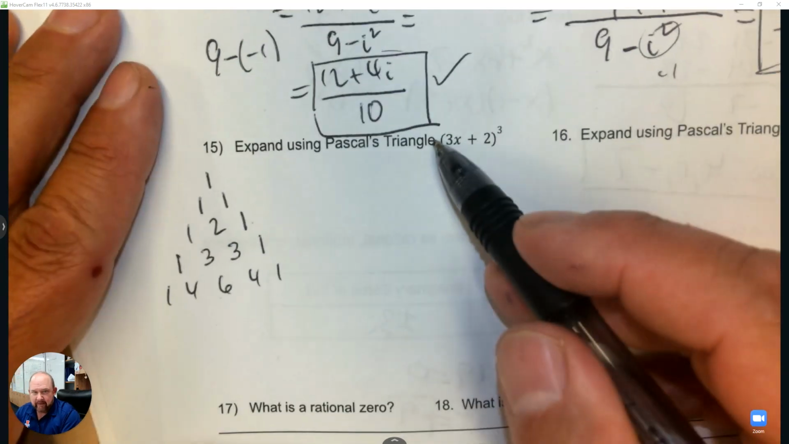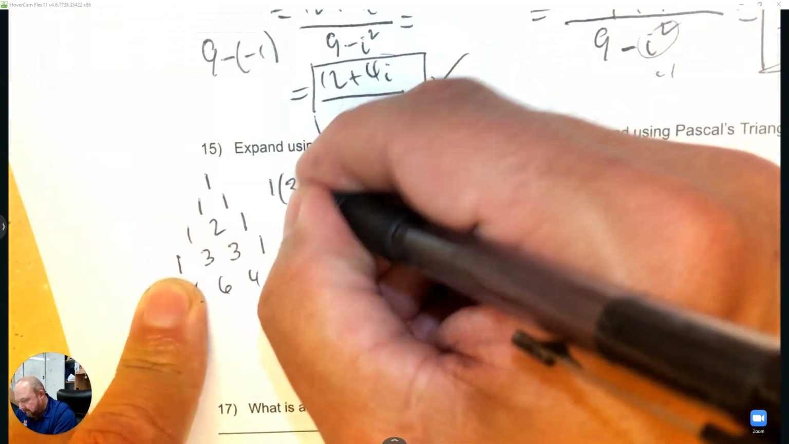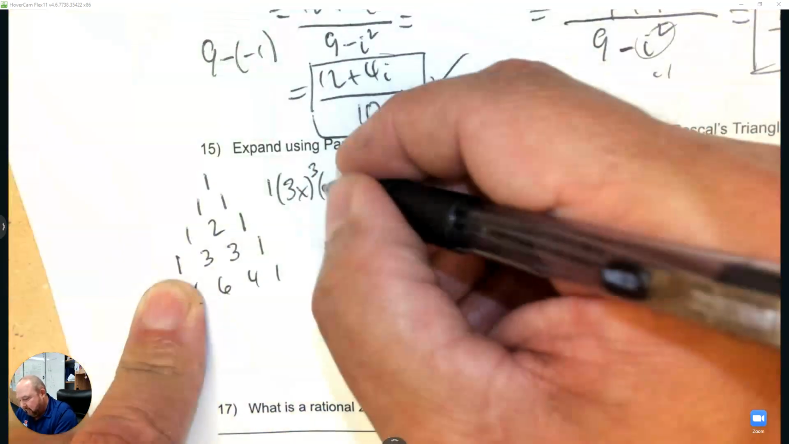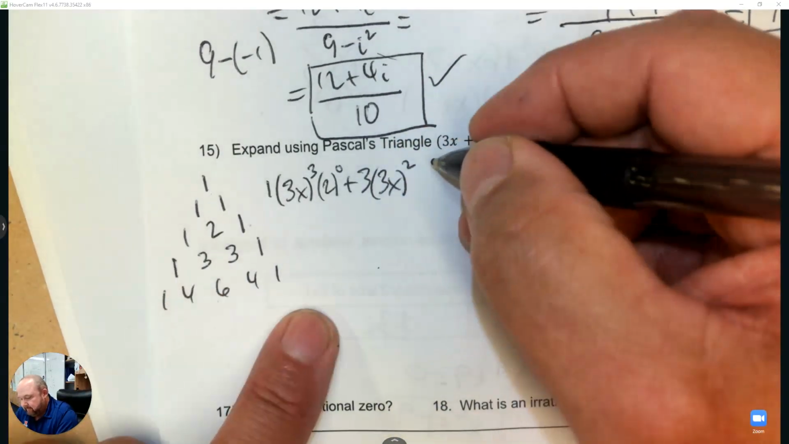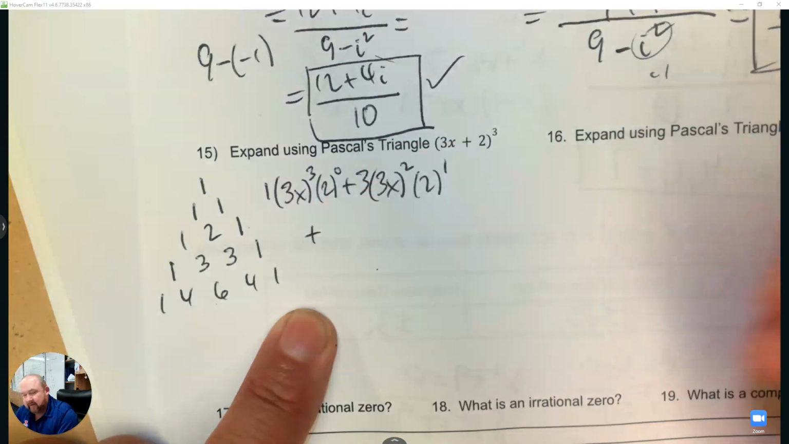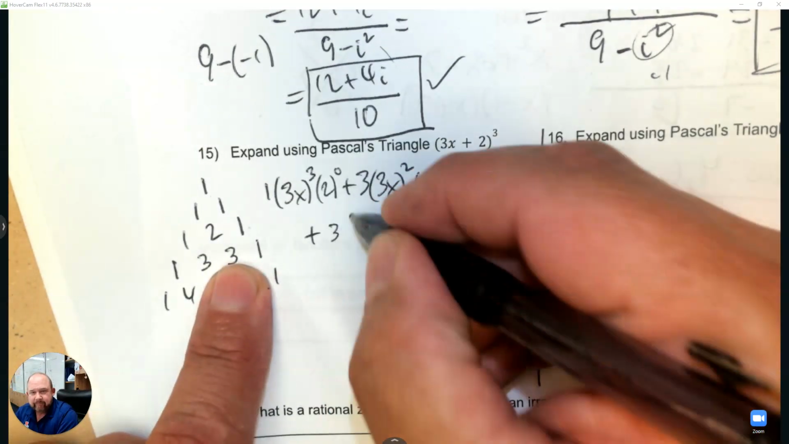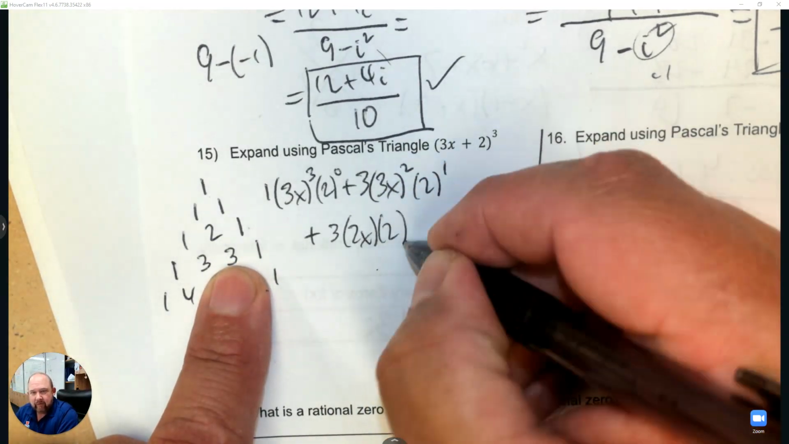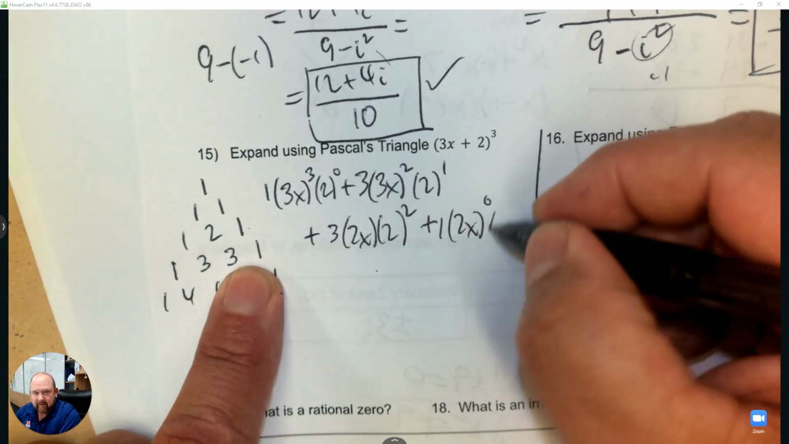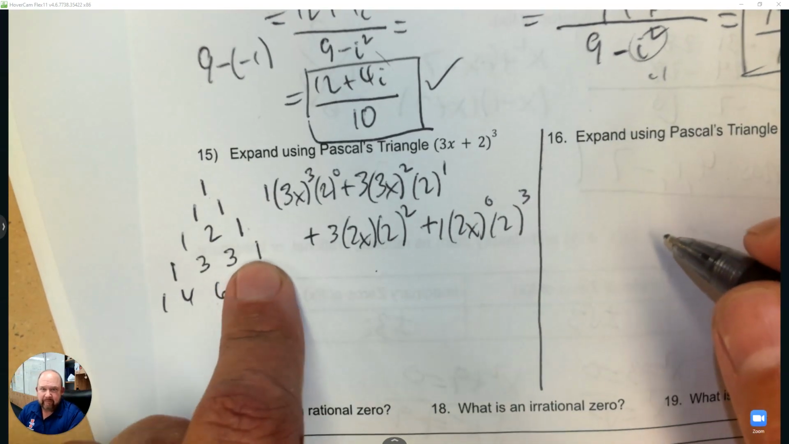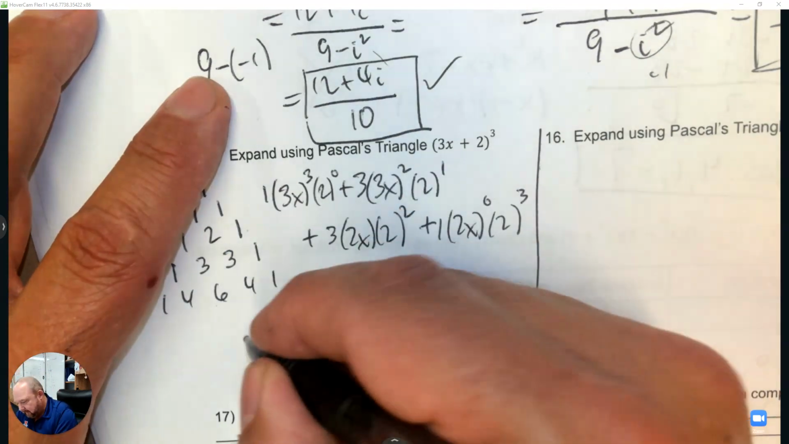And then we have two terms, 3x and 2. So we're going to take this row, we're going to go 1, and then 3x to the 3, and then 2 to the 0, plus the next one's 3, and we're going to go 3x to the 2, and 2 to the 1, plus 3, 3x to the 1 and 2 squared, and then the last one is 1, 3x to the 0, and 2 to the 3. So see the pattern of the exponents as you go down, and then you can try to simplify it. This is 27x cubed.